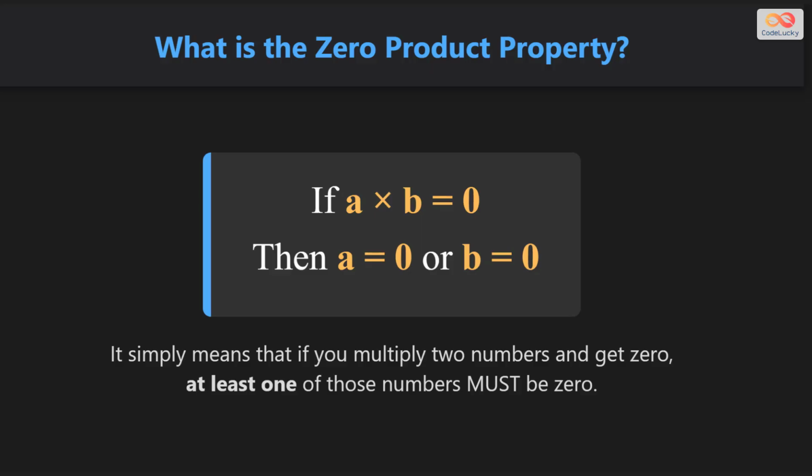So, what exactly is it? The definition states that if the product of two numbers, let's call them a and b, is zero, then at least one of those numbers must be zero. In mathematical terms, if a times b equals 0, then a equals 0, or b equals 0. It is impossible to multiply two non-zero numbers and get 0.